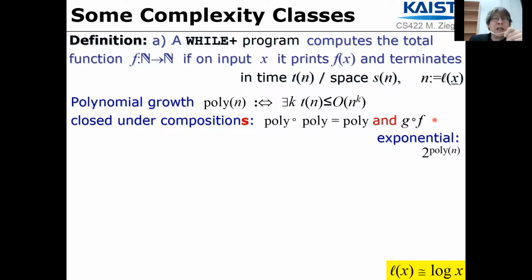So this is a second kind of closure under composition, which is not satisfied by, for example, quadratic time algorithms, nor is it satisfied by exponential time algorithms, because composing an exponential with an exponential can in general result in a tower of exponentials of height 2, doubly exponential.